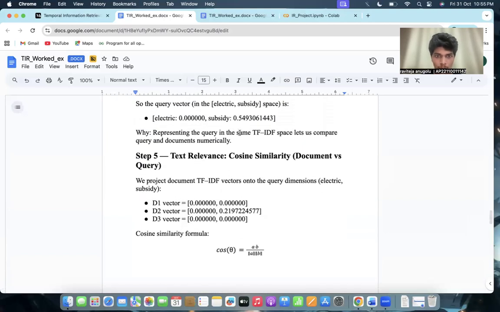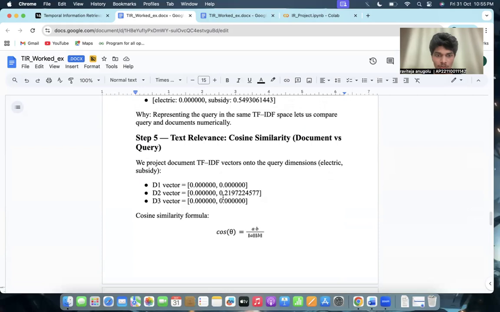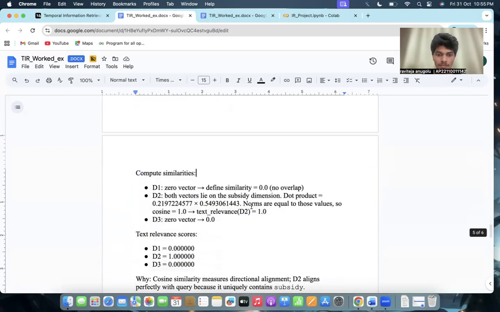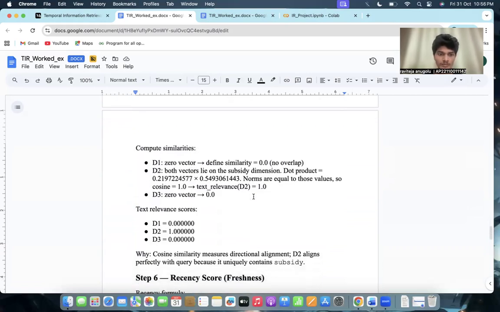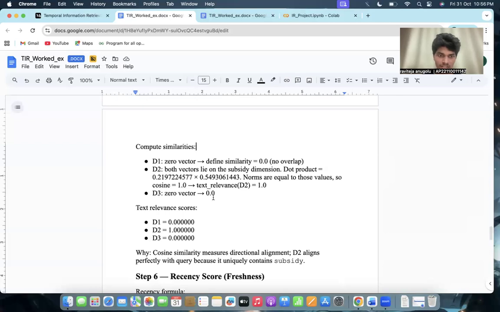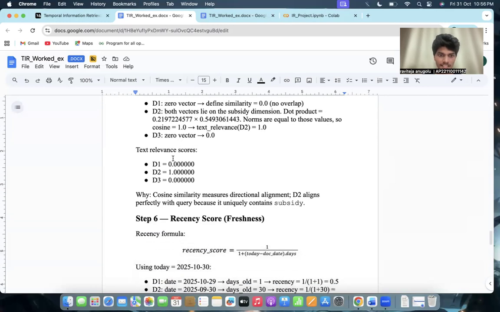For the document D2, let's see what will be happening. 0 into 0 plus 0.54 into 0.2, divided by the square root of 0 square plus 0.54 square into 0 square plus 0.21 whole square. This is how we will be calculating. The final value will be approximately equal to 1. For D3, it will be 0, like document D1. The text relevance score will be summarized here for D1, D2, and D3.